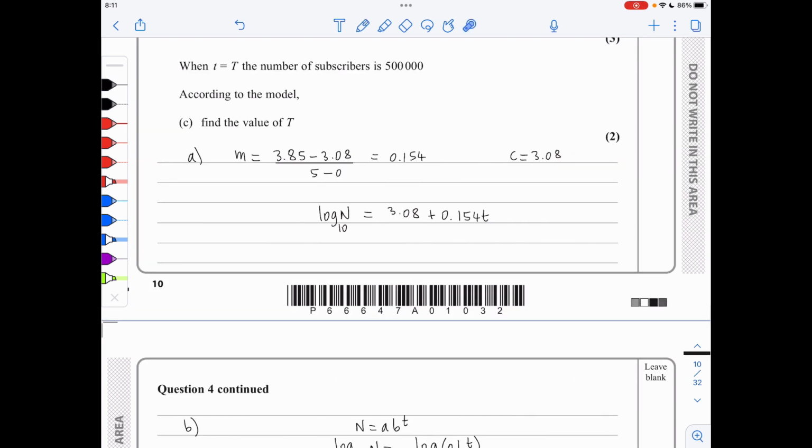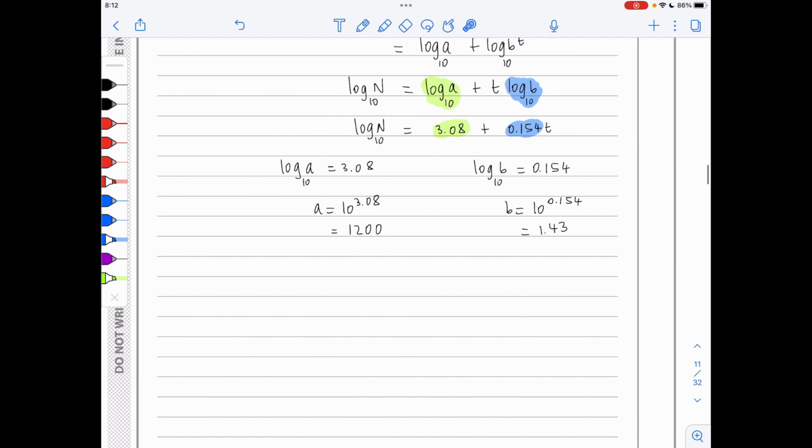For part C, we are told that when small t is capital T, the number of subscribers hits 500,000, and we need to find the value of capital T. So in other words, we have the value of small t being capital T, the value of capital N being 500,000. We need to find capital T.